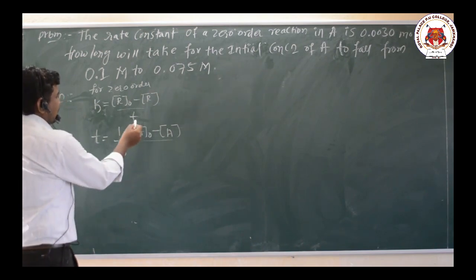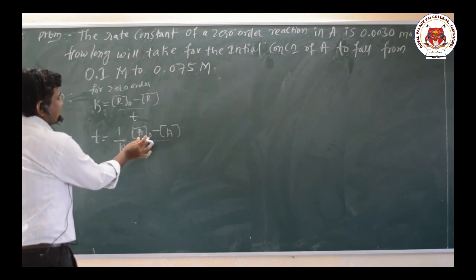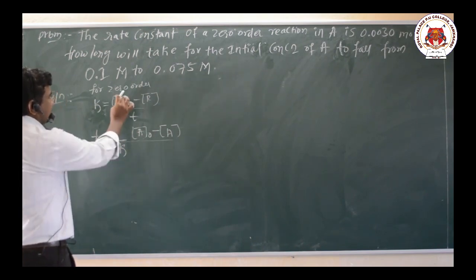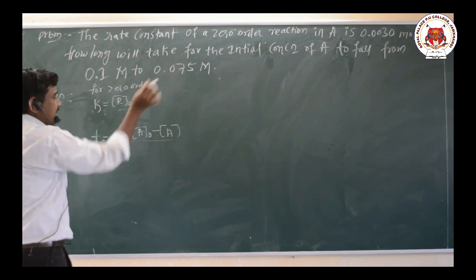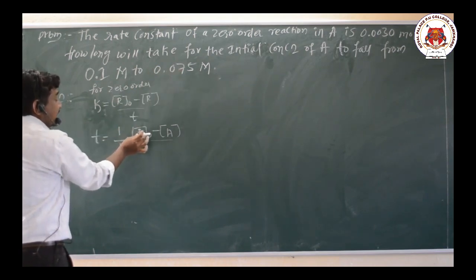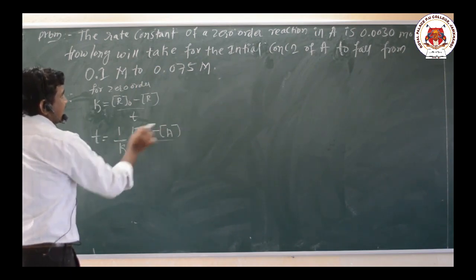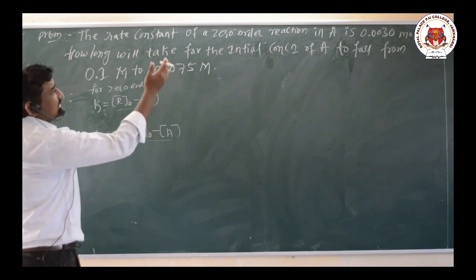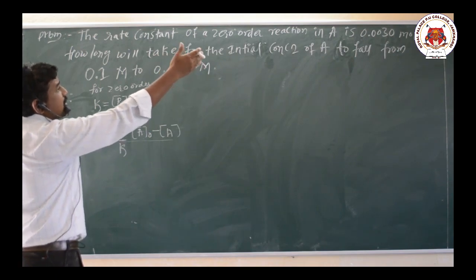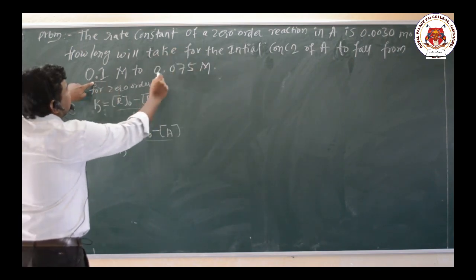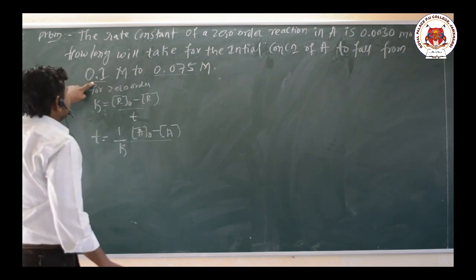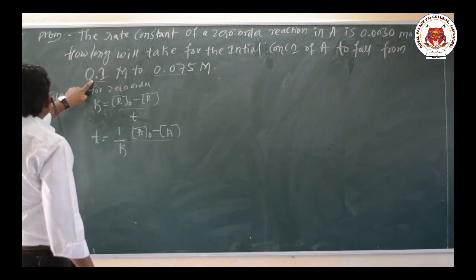A naught means the initial concentration of the reactant. Instead of R here, they have given the reactant A, so for that I have written A naught. That means the initial concentration of A minus A. Here the initial concentration of A falls from this to this, so the concentration decreases. This is the initial concentration, 0.1.